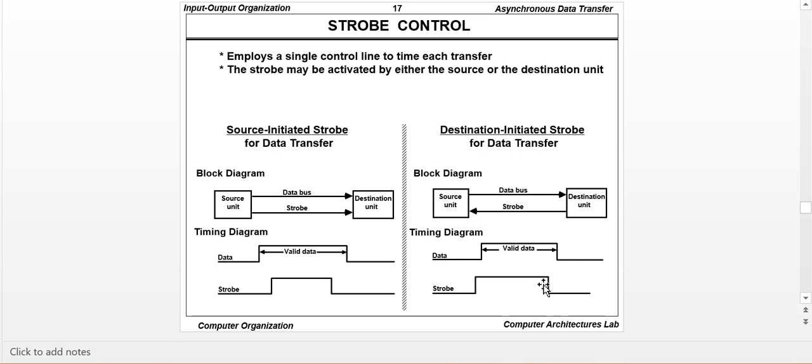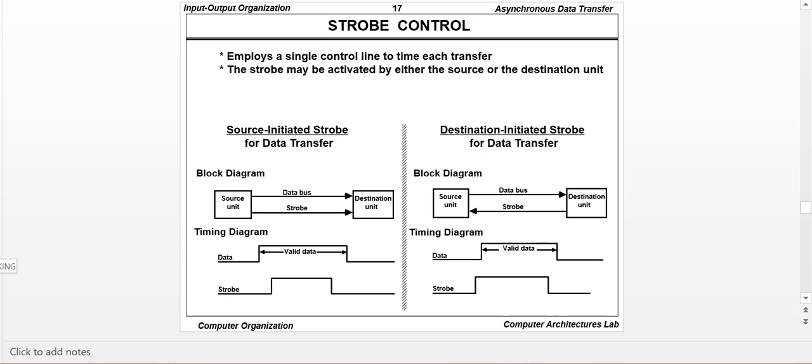source unit, and during the falling edge of the strobe, the valid data will be transferred from the data bus to the internal register of the destination unit. So this is destination initiated strobe for data transfer. Okay, so this is about your strobe control.